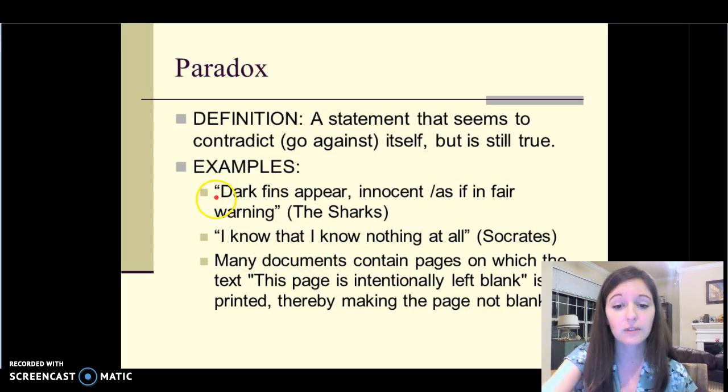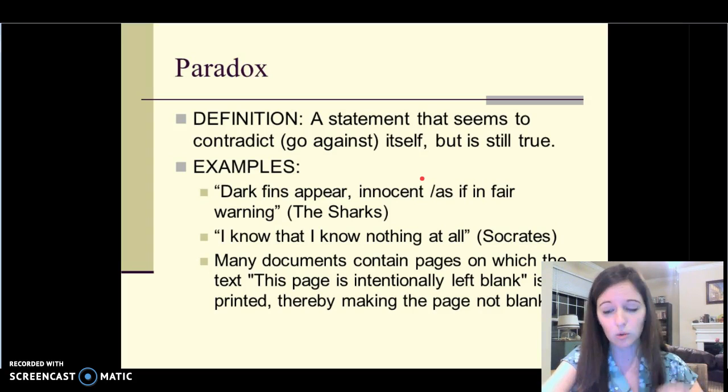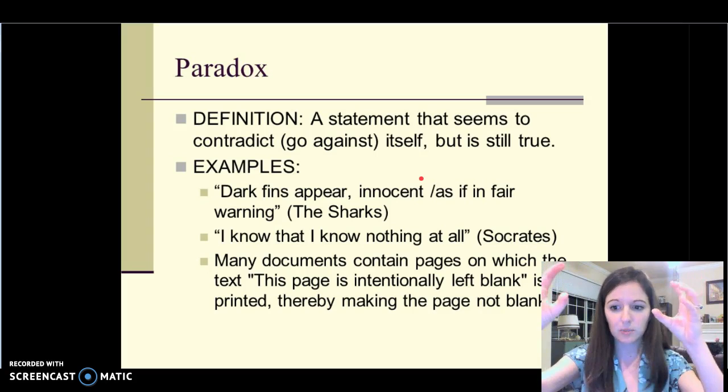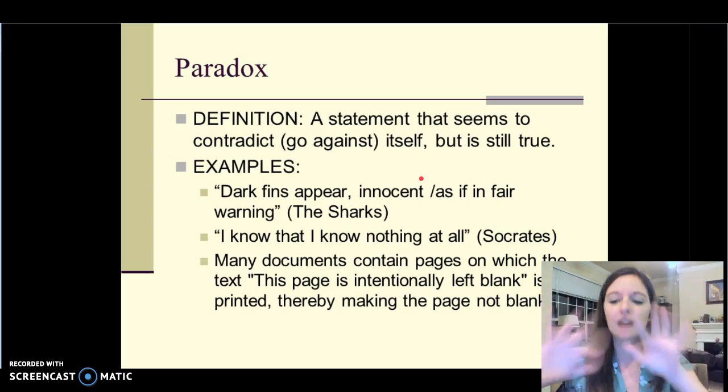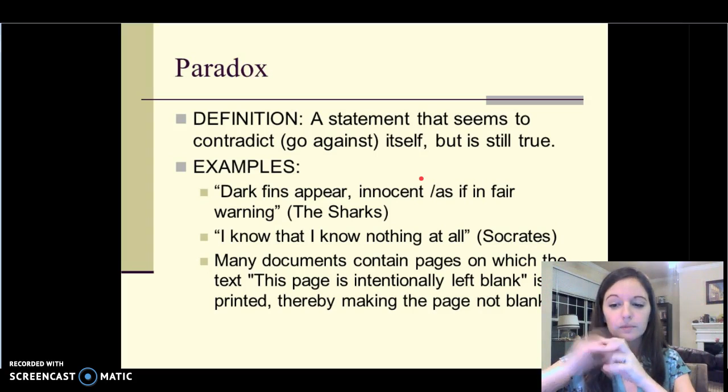Here we have "dark fins appear innocent, as if in fair warning." It's not oxymoron because we don't have opposing words side by side. Not antithesis because there is not parallel structure. So it has to be paradox. And what it's doing, it's saying the dark fins of the shark are innocent. That doesn't seem possible. So what you might notice is that paradox is more conceptual. It's not necessarily two words being opposites. It's the concepts kind of oppose each other.